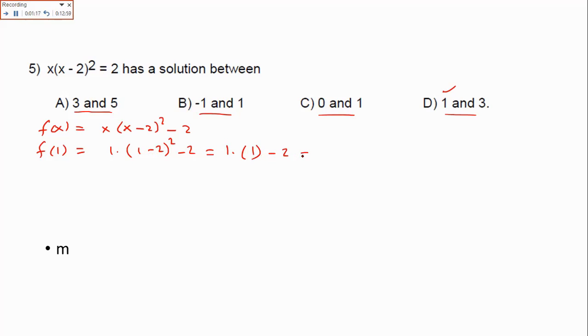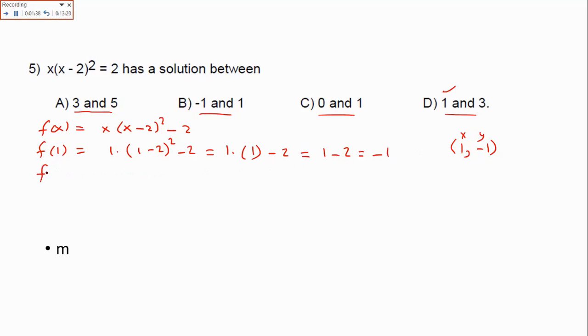Minus 2. That's going to give us 1 minus 2, which is equal to minus 1, right? So f of 1 is equal to minus 1. Okay, that means we can say that f of 1 equals minus 1. When x is equal to 1, y will be equal to minus 1. Okay, y is equal to f of 1.